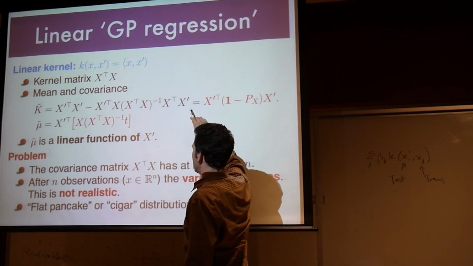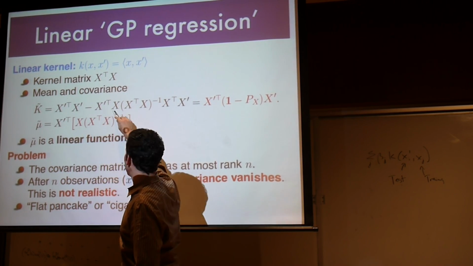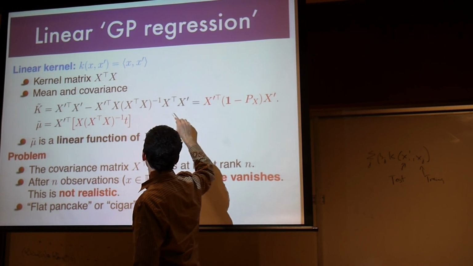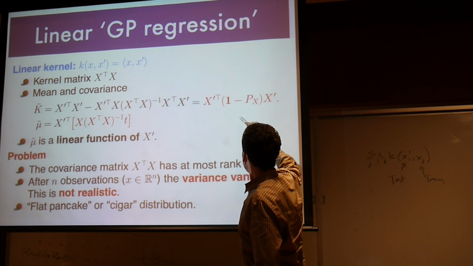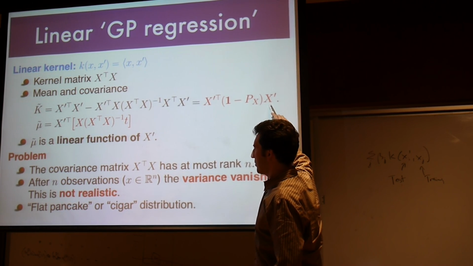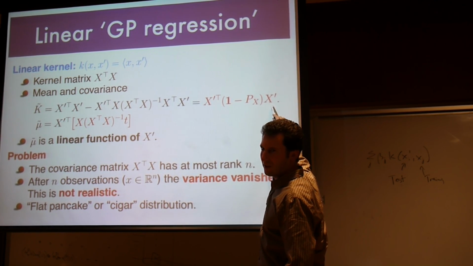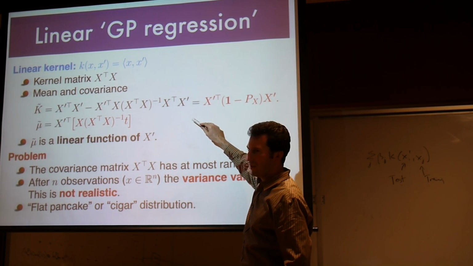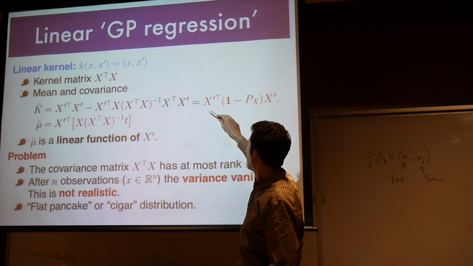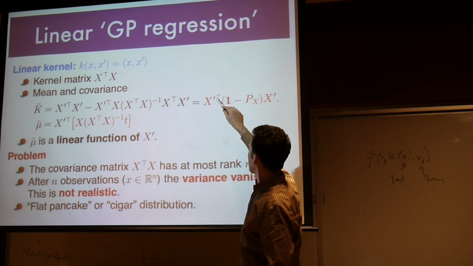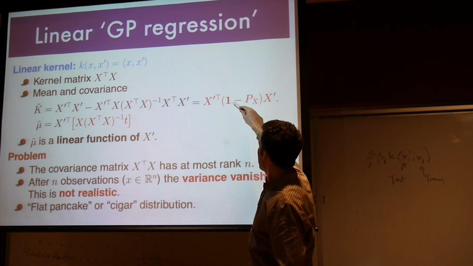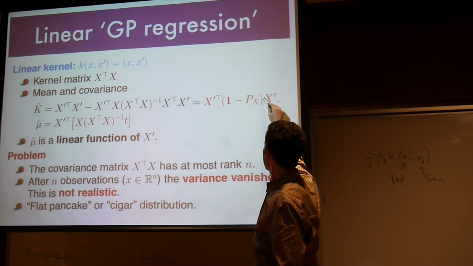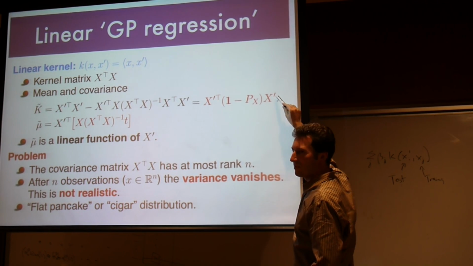So that's really just working out the linear algebra. It's exactly the equation that we had before in history. Now, this equation is kind of cute, but unfortunately it's also very disturbing. If you squint at that, you see that for the covariance on unseen data, it's basically x prime transpose, then here it's the identity matrix minus the projection onto the space spanned by the x's, times x prime.